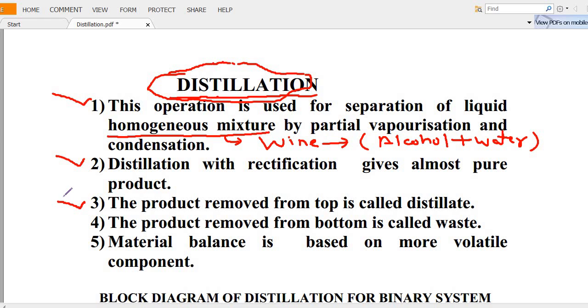Go to the third point. The product removed from the top is called distillate. So when distillation operation takes place, the product which you get from the top of the distillation column is called distillate, and distillate contains the more volatile component. Now come to the fourth point. The product removed from the bottom is called waste. So whatever product you get from the bottom of the distillation column is called waste.